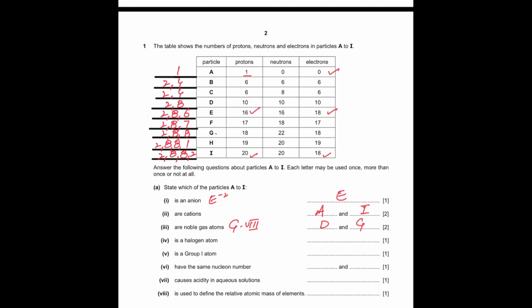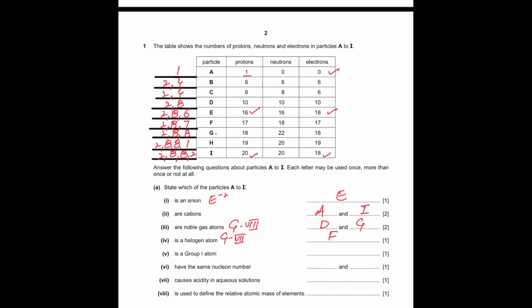And then question 4 is a halogen atom. Halogen atom means group number 7. So group number 7 means any atom that belongs to group number 7 has 7 electrons in its last orbit. So look at this F. F contains 7 electrons in its last orbit. So it belongs to group number 7.